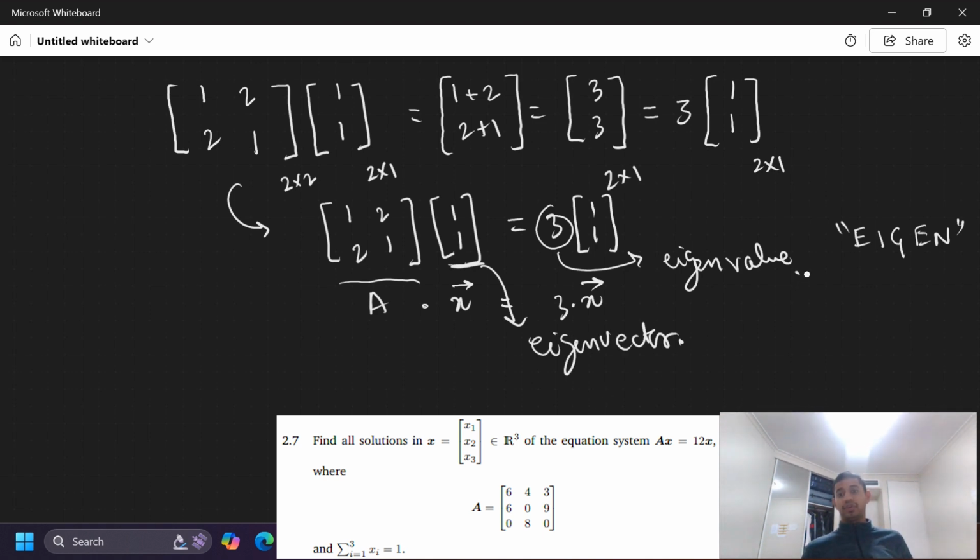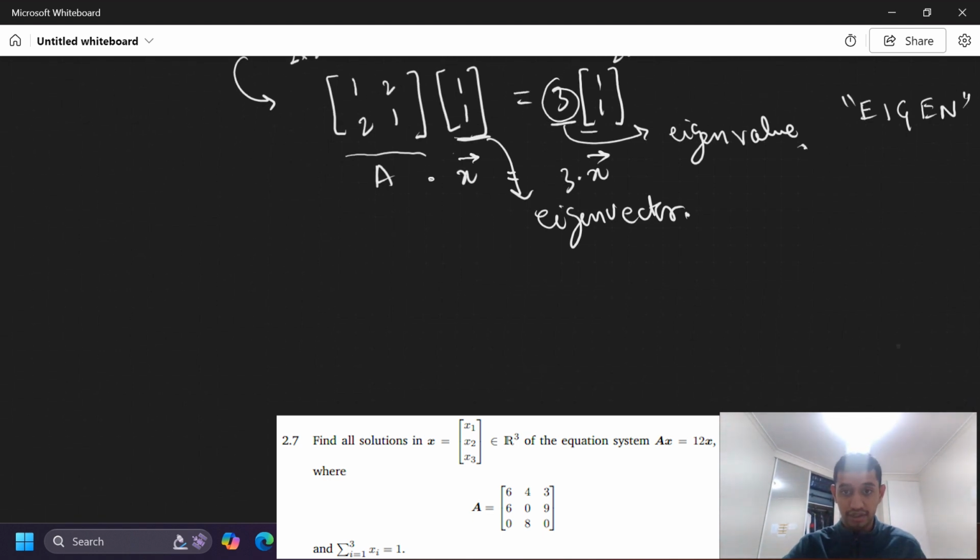Right. This is important. You can watch a lot of 3Blue1Brown videos and a few others who have actually demonstrated why this is useful. But yes, it's quite useful that sometimes multiplying an entire matrix to a vector is basically just a scalar multiplication on that vector. It's quite interesting. So that's what an eigenvalue and an eigenvector is.